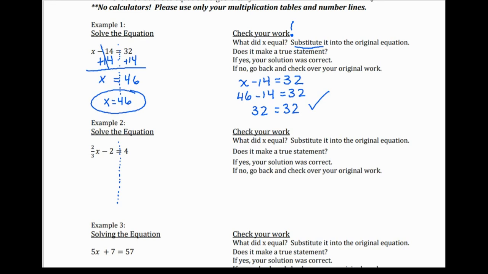How do I get rid of minus 2? What's the opposite? Add 2. Right. So we'll add 2 to both sides. What's left on the left-hand side? 2/3 x, right? Don't forget about the x. The 2s cancel, and that equals 4 plus 2 is 6.